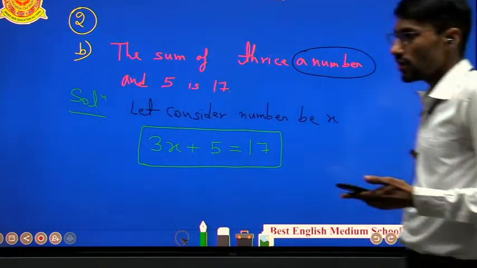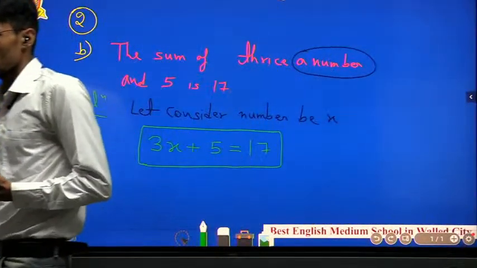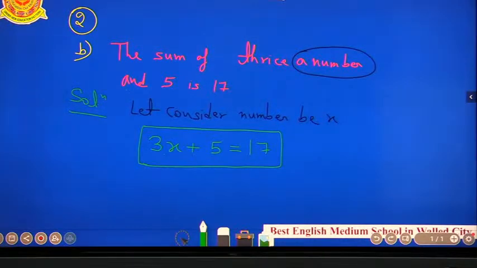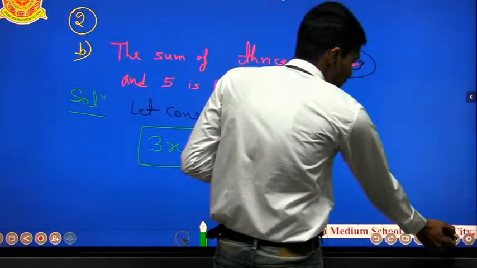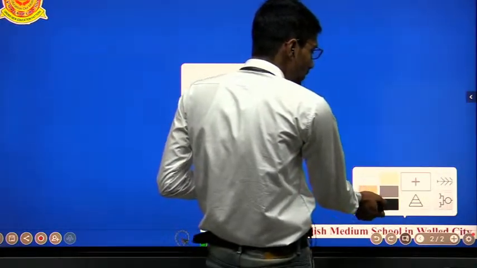Okay, now we have to start question number 3rd. Question number 3rd of exercise 7.1. In question number 3rd, what we have to do? We have to solve these equations. Solve these equations by trial and error method. With the help of the trial and error method, we have to solve.